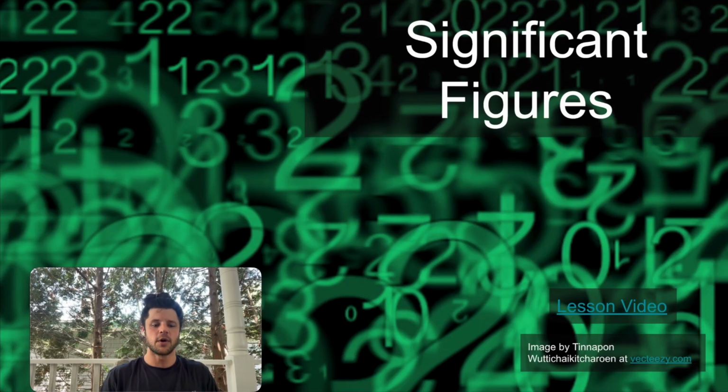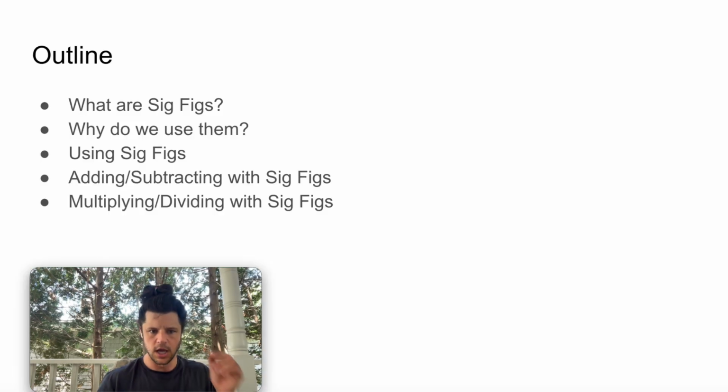Hey folks, today we're going to talk about significant figures. What we're going to do is discuss what significant figures are, why we use them in science, how to use them, and then finally we'll talk about some mathematical operations with significant figures, both adding and subtracting and multiplying and dividing, which each of those pairs of operations require slightly different sets of rules. So we'll explore those towards the end.